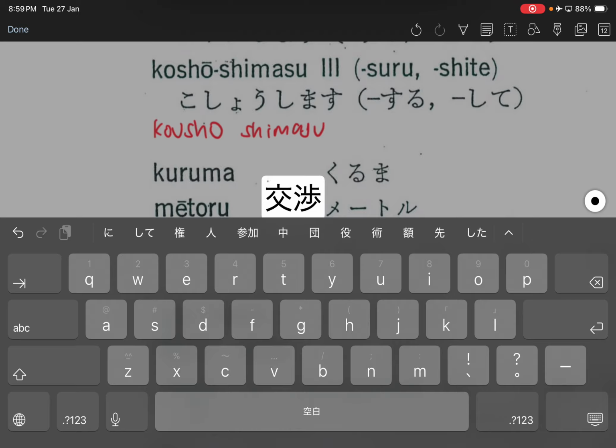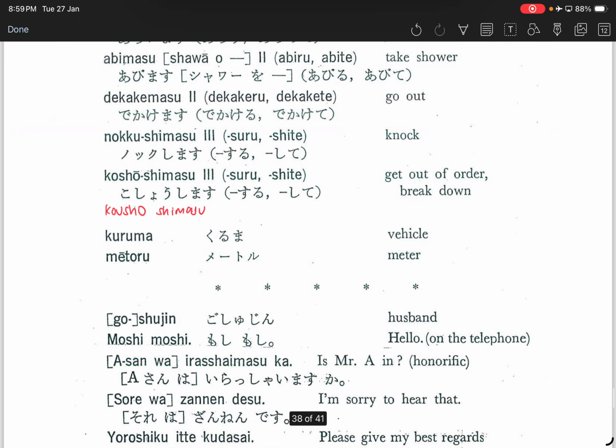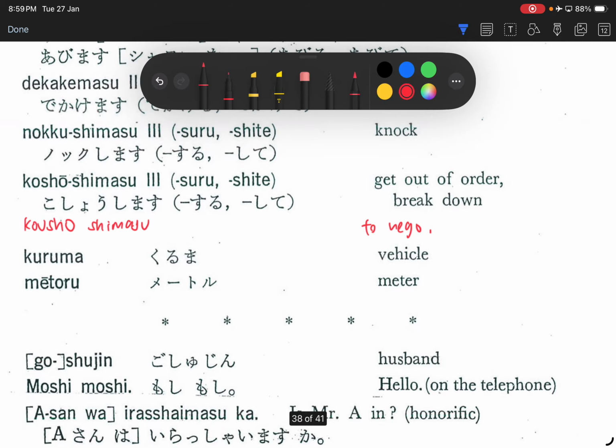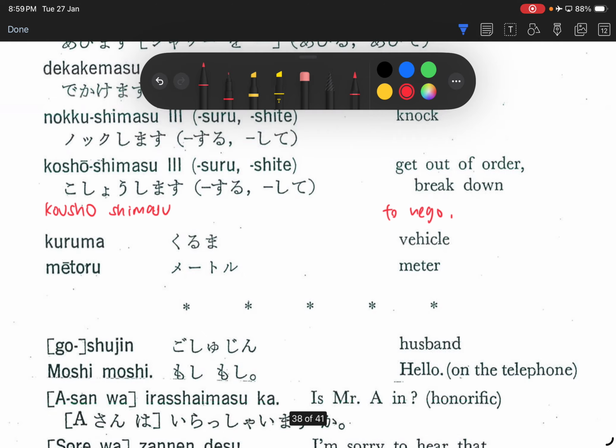Right? Just the U move different place only. Koshou, koshou, koshou. Can I continue? It means to negotiate. Right? To negotiate. Negotiate what? Negotiate price, negotiate things lah. So this is group 3 lah. Yes, you're right. It's group 3 because it's two kanji together, right? 交涉, the Chinese group.